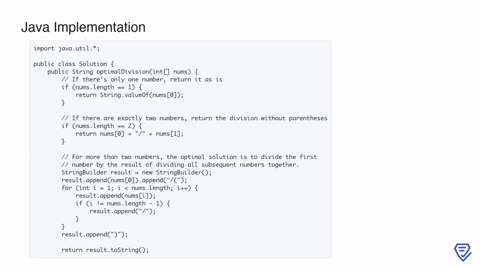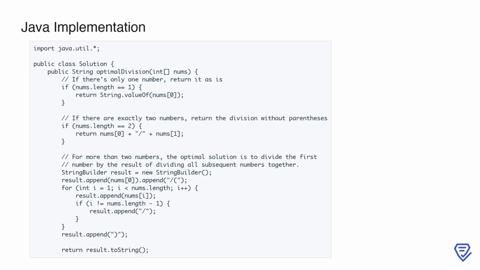Here, we begin by importing the necessary package and defining our solution class. Inside the class, we have the method optimalDivision, which takes an array of integers as input. The first condition checks if the array contains only one number. In that case, we simply return that number as a string since there's nothing to divide. Next, if there are exactly two numbers, the problem specifies that we should return their division without any parentheses. This is accomplished by concatenating the two numbers with a slash in between.